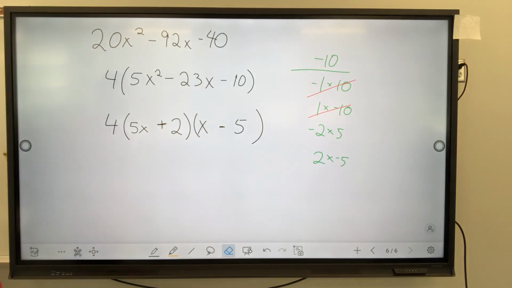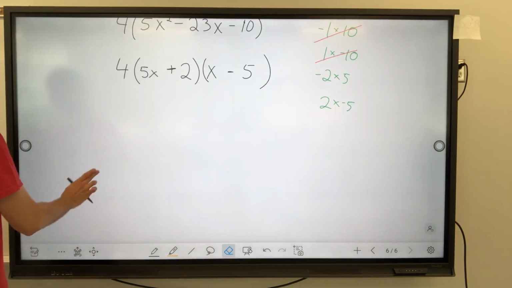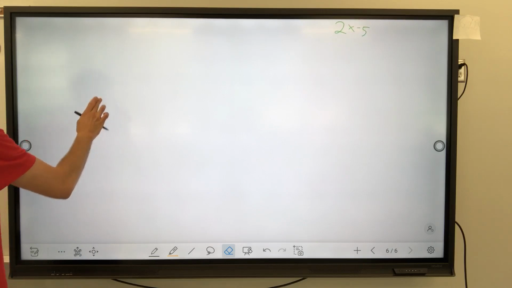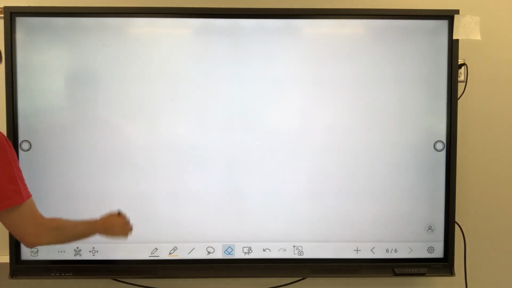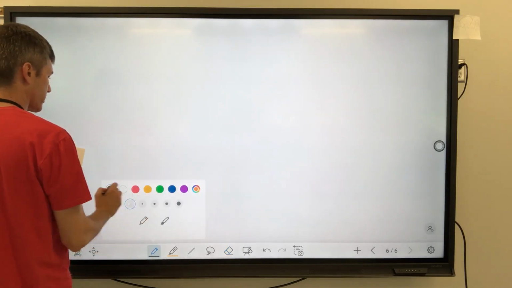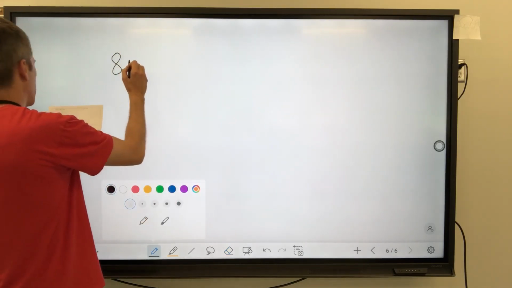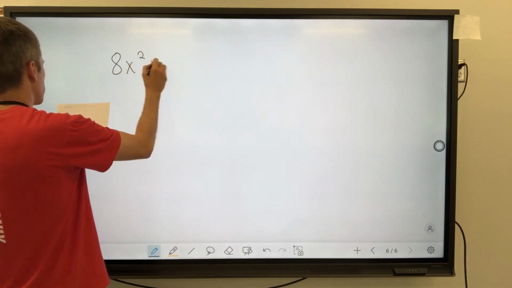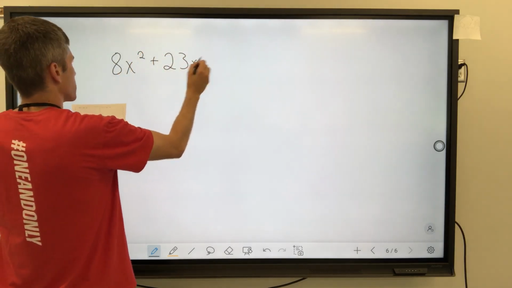That's it. That is our answer on that one. Let's do the next one, which is very tricky. It's going to involve a lot of thinking through things. But you know, a little bit of thinking never hurt anybody. Whoop! Can't write with an eraser, no matter how hard you try. 8x squared plus 23x plus 14.